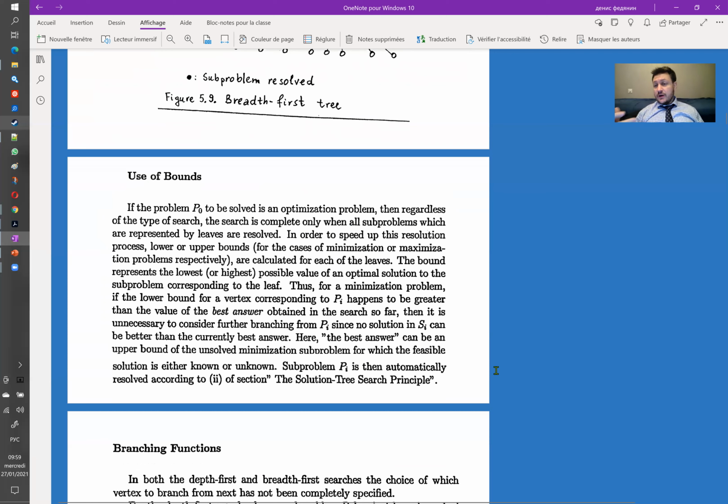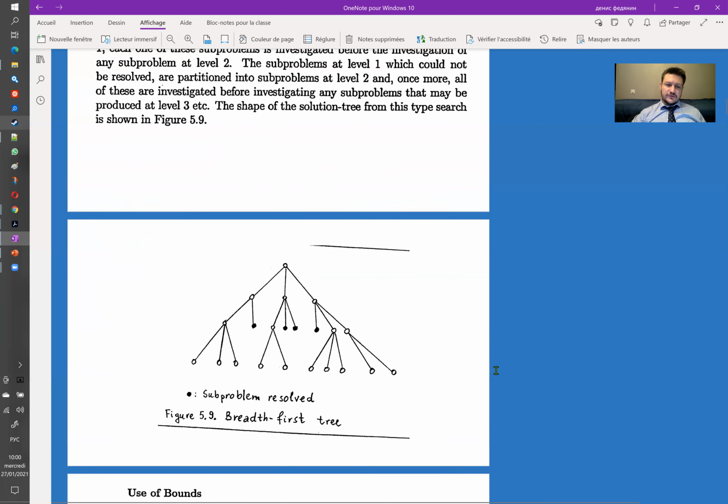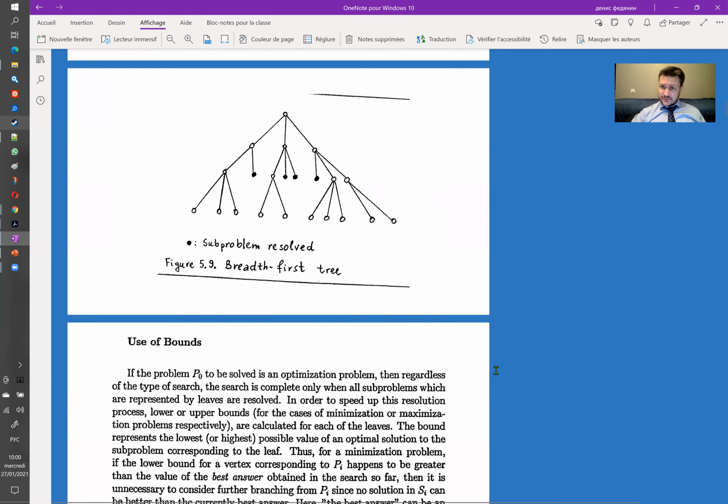When do we need bounds? Okay, branching is a very straightforward idea. Of course, we have to compare all problems, to consider all variants. That's okay. That's easy to see, and we can choose either depth first or breadth first tree.